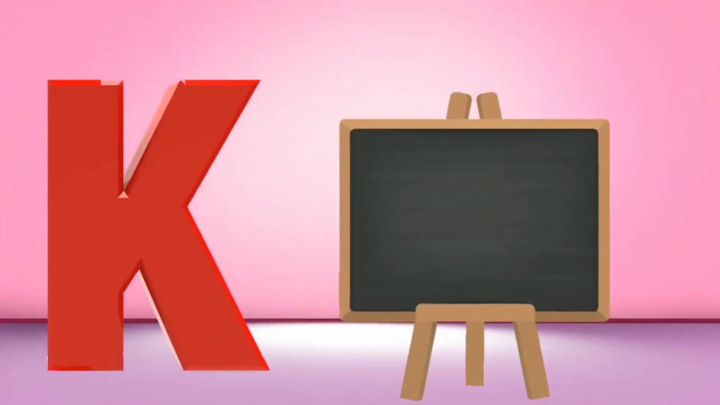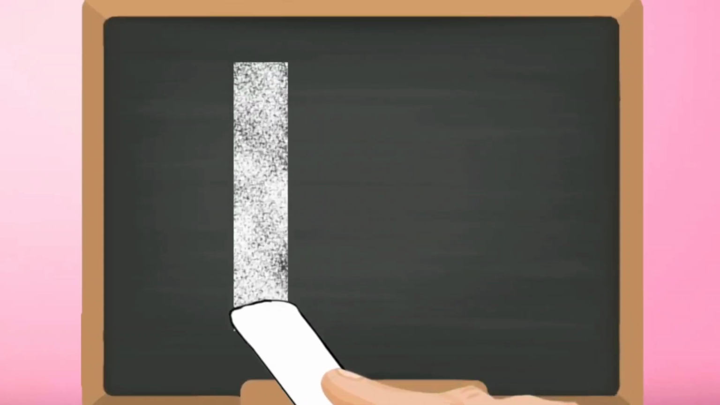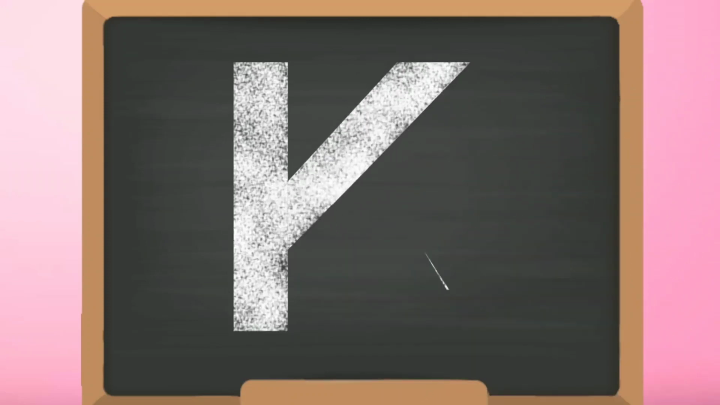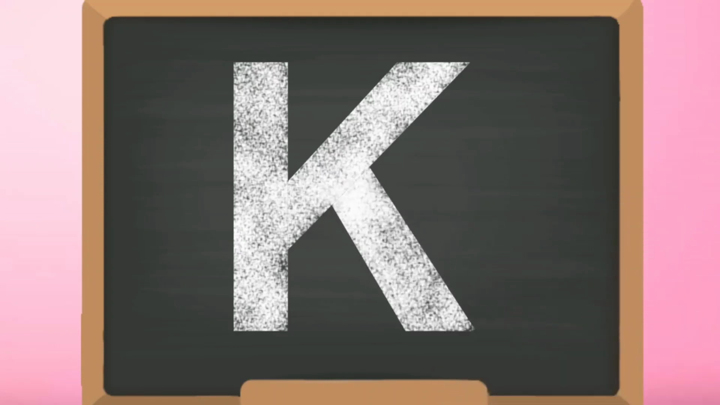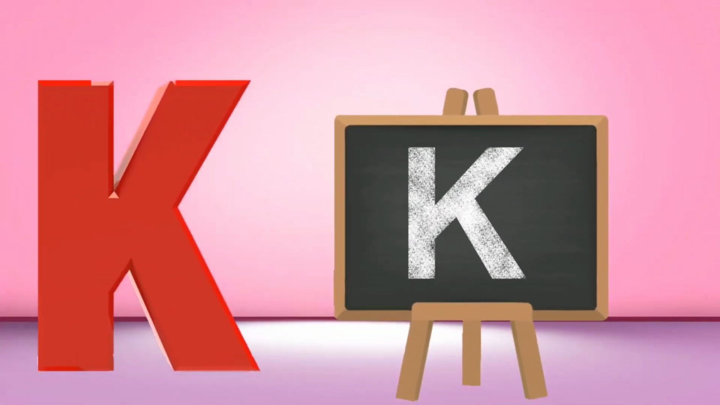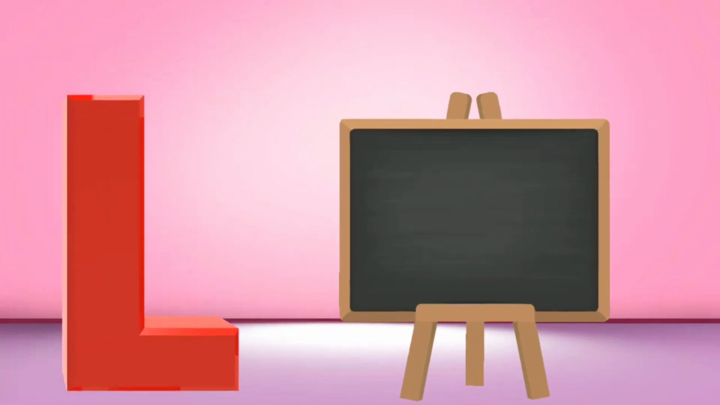K. Capital K. Start from the top and draw a standing line down. Go back to the top and make a downward slanting line to the left, then make a downward slanting line to the right till the bottom. Capital K.